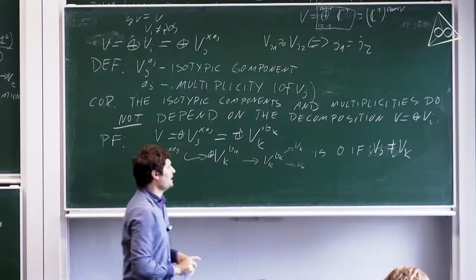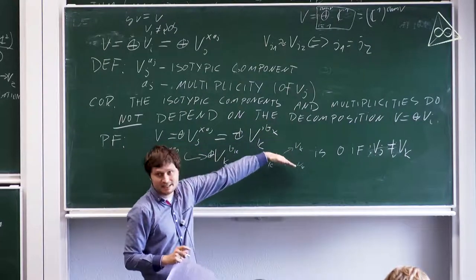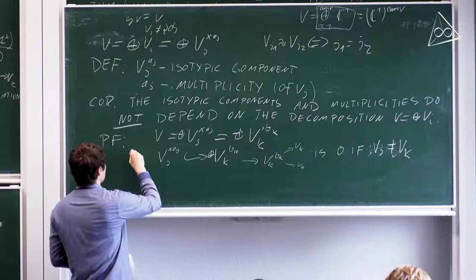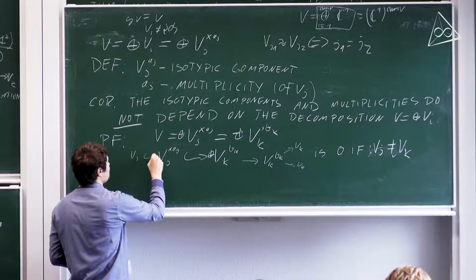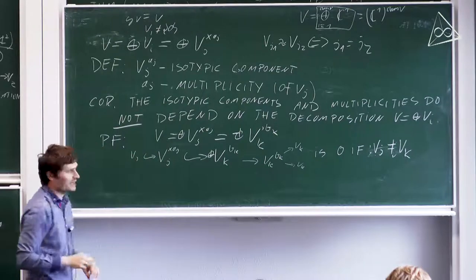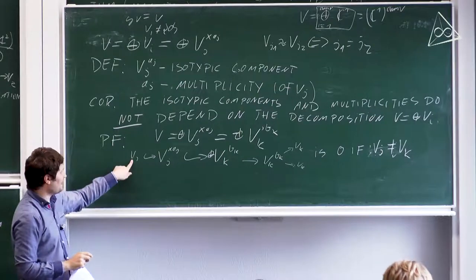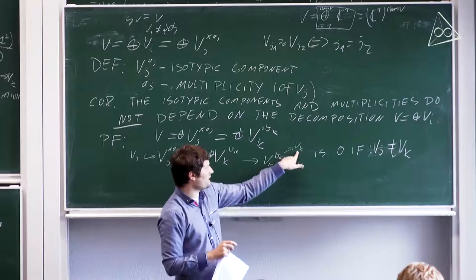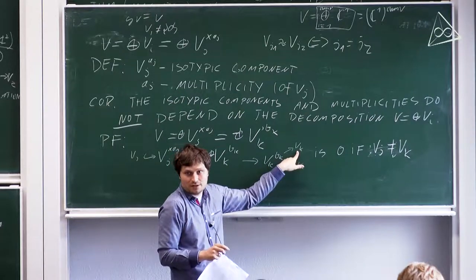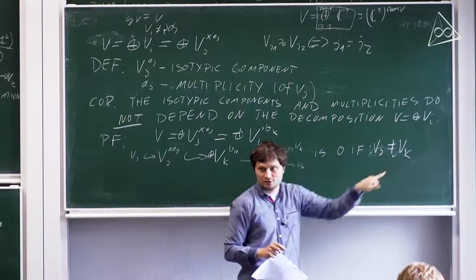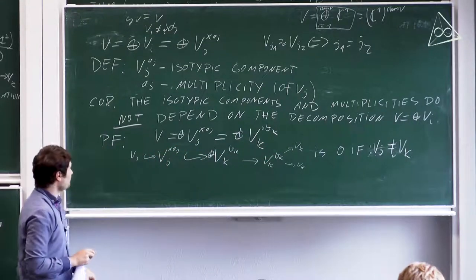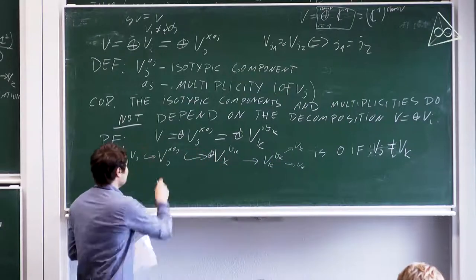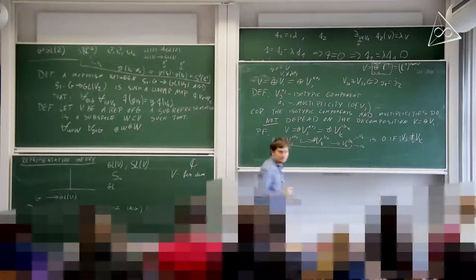Yeah, because I take VK, BK many times, so I have BK many projections. Yes? Okay. And I can also put VJ here, I can put it in AJ many times. But every map, no matter how I put VJ here, and no matter how I project to VK here, has to be zero if VJ is not isomorphic to VK. Because this is for every VJ and for every VK, it means that this map needs to be zero.